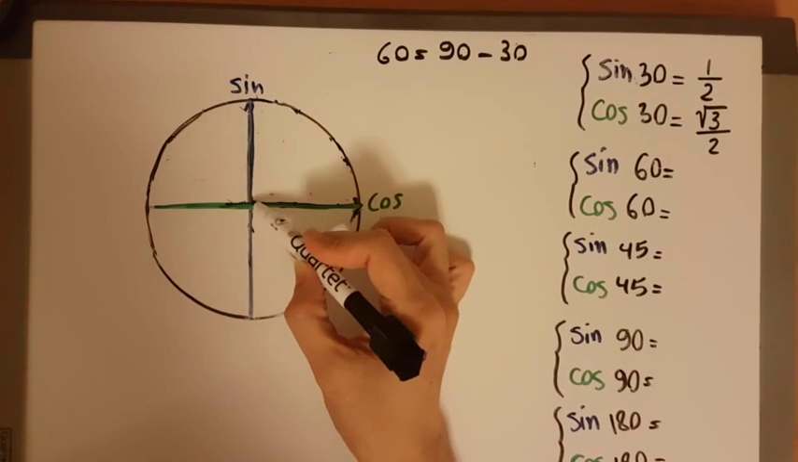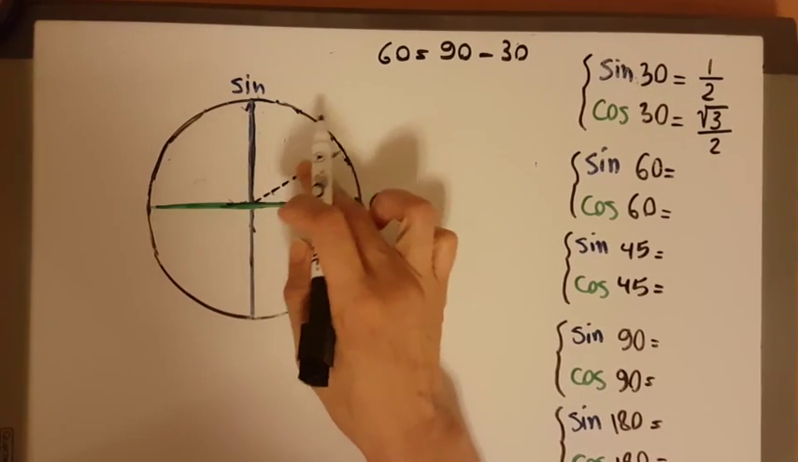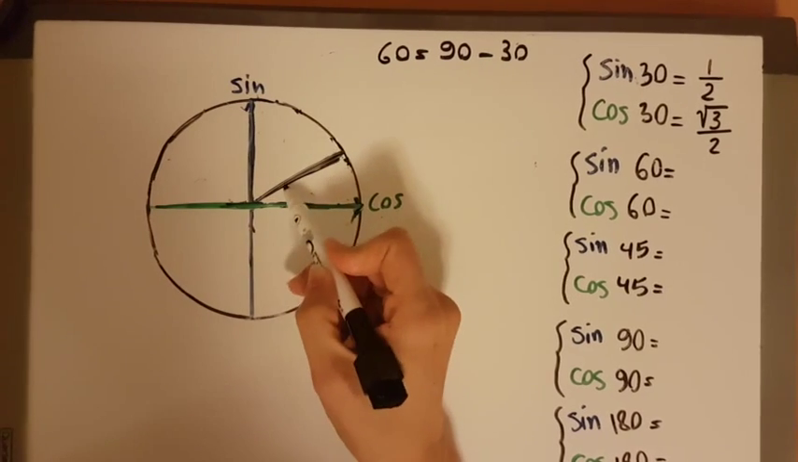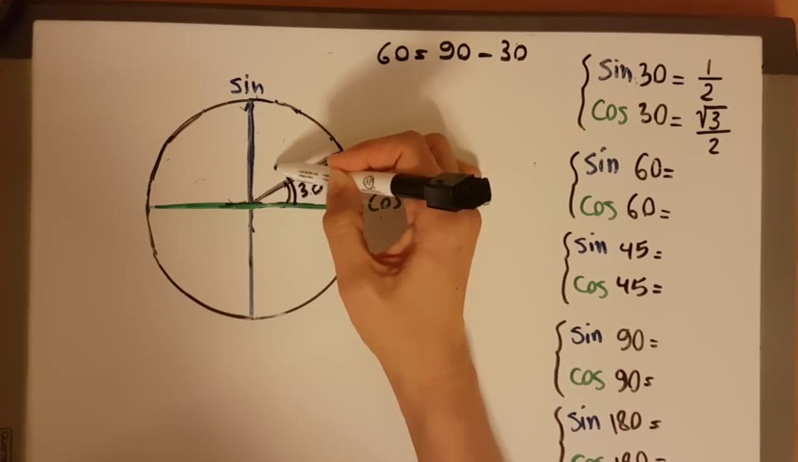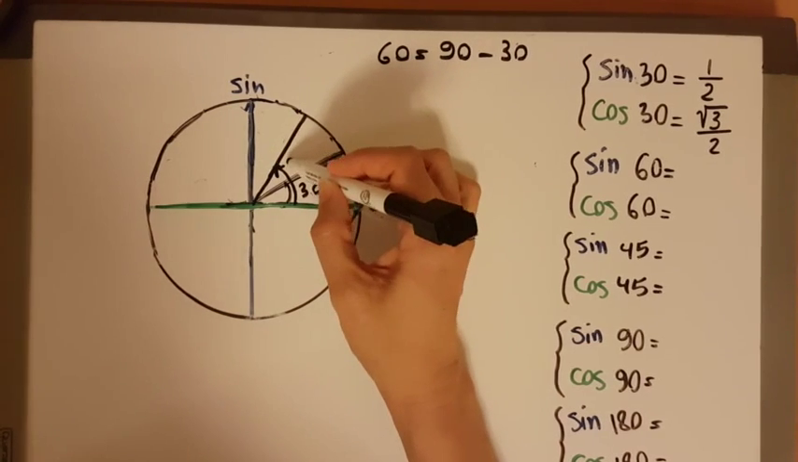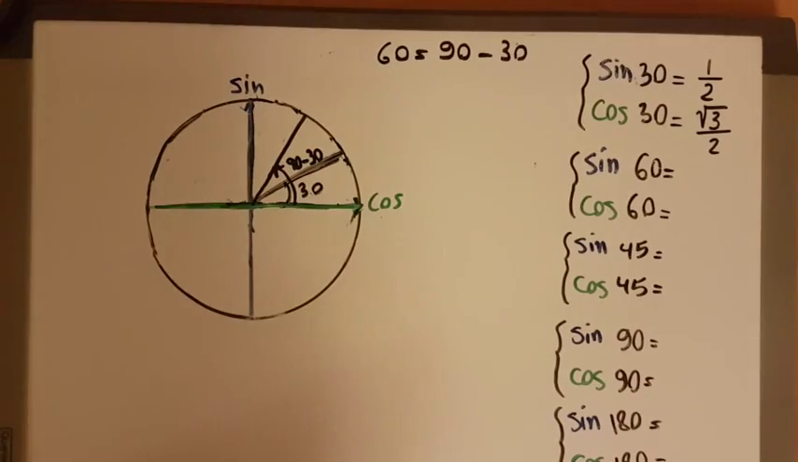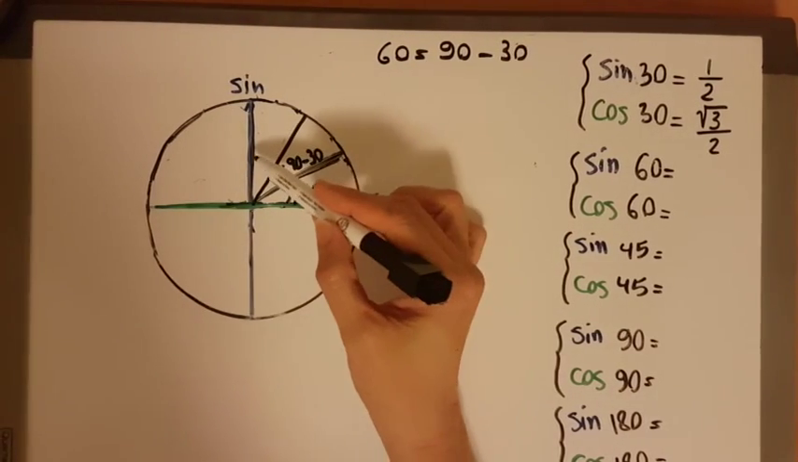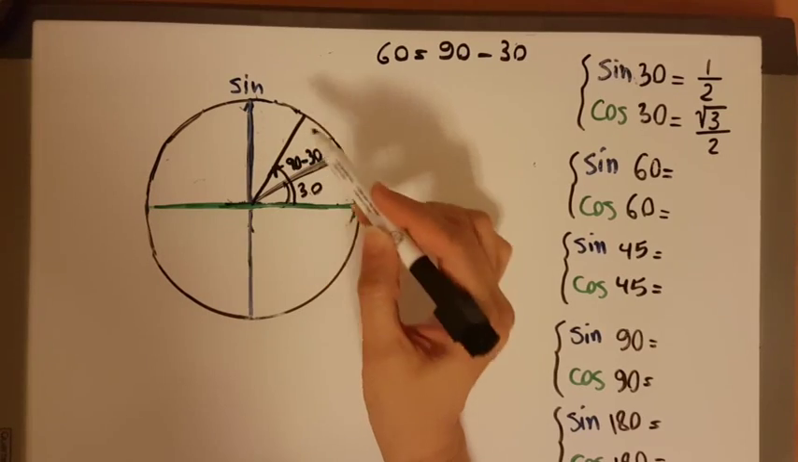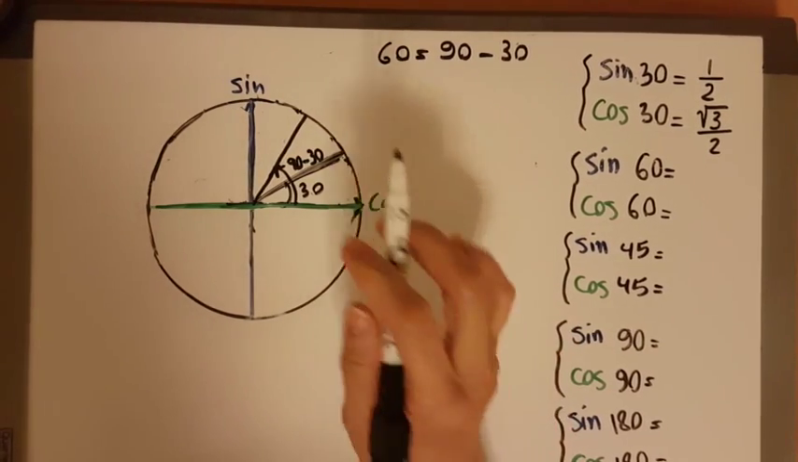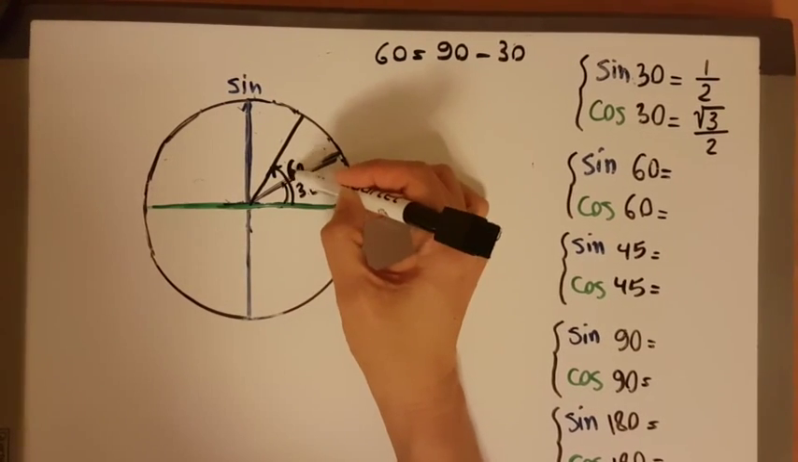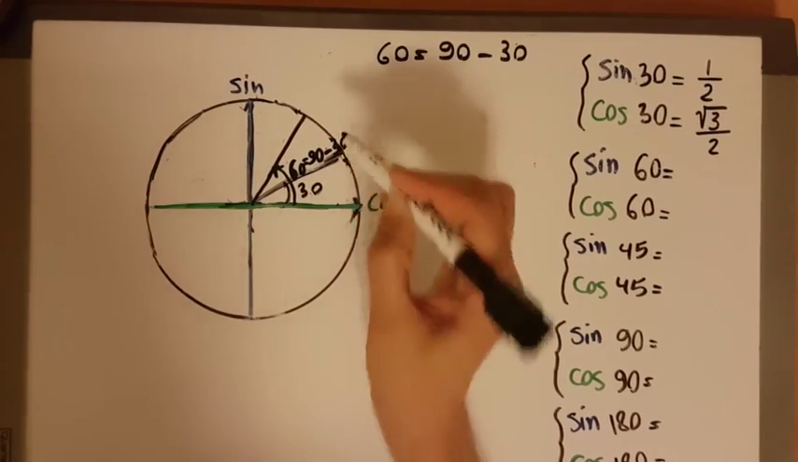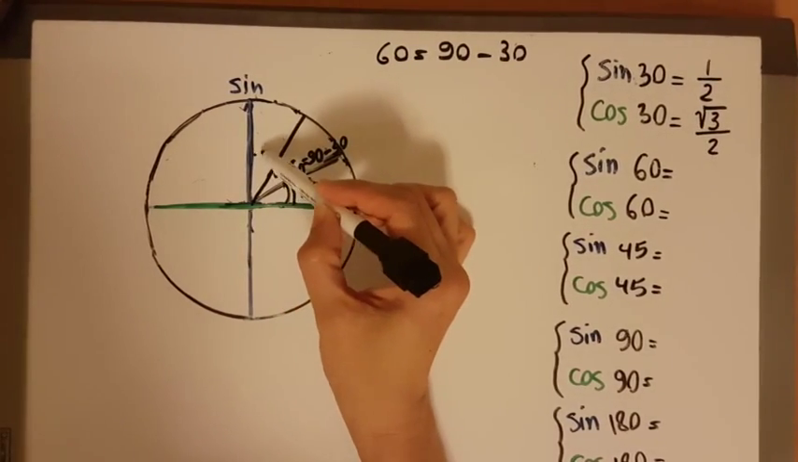Let's draw them here. This is the 30 degree, and this is 90 minus 30, which is actually 60, right? As you can see, this is equal to 30, yeah? So actually let's write this in here, 60. This is our 60 angle, which is 90 minus 30, and this is actually 30, right?